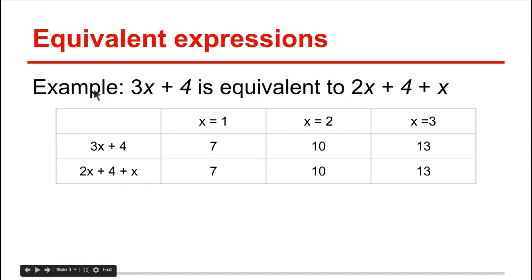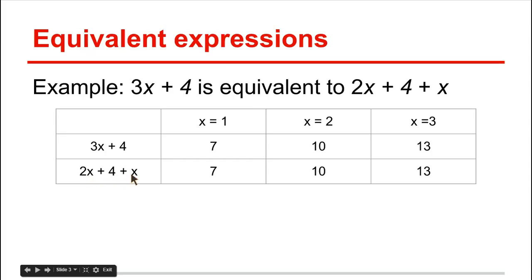Here's a good example of an equivalent equation. 3x plus 4 is equivalent to 2x plus 4 plus x. Equivalent means that they are worth the same value, it doesn't matter what x is worth. So if we substitute x into 3x plus 4, if x is 1, we'd have 3 times 1 plus 4 equals 7. When x is 2, 3 times 2 plus 4 is 10. And when x is 3, 3 times 3 plus 4 is 13.